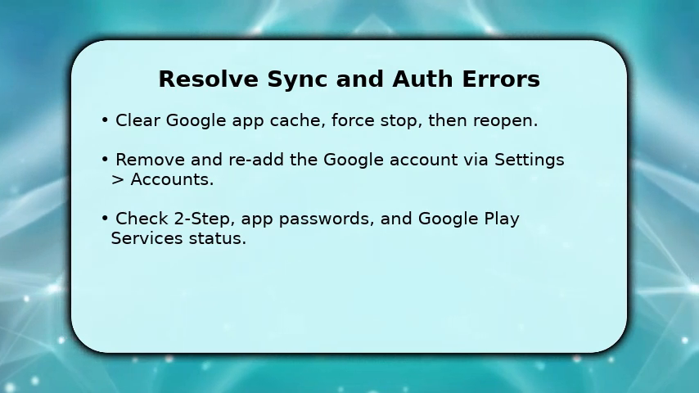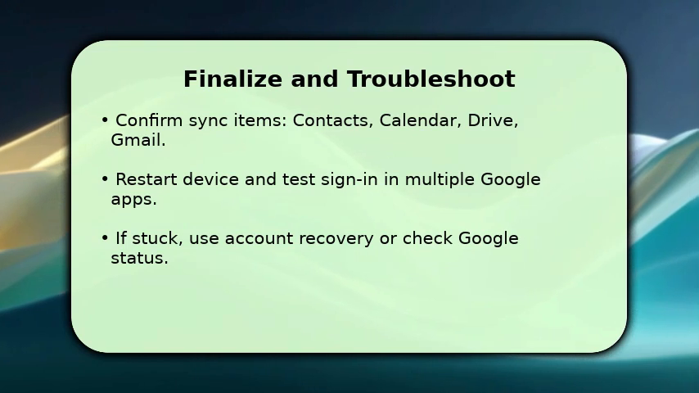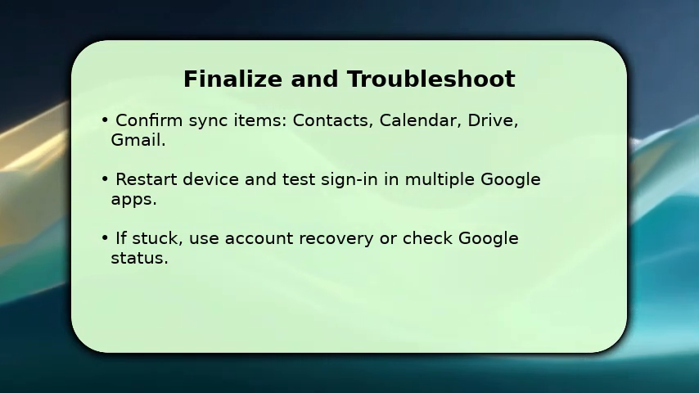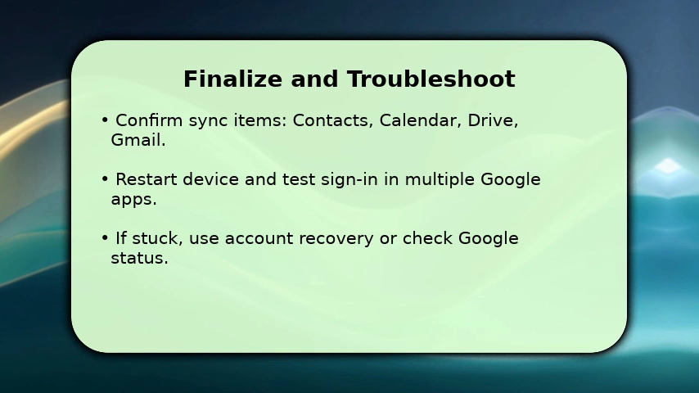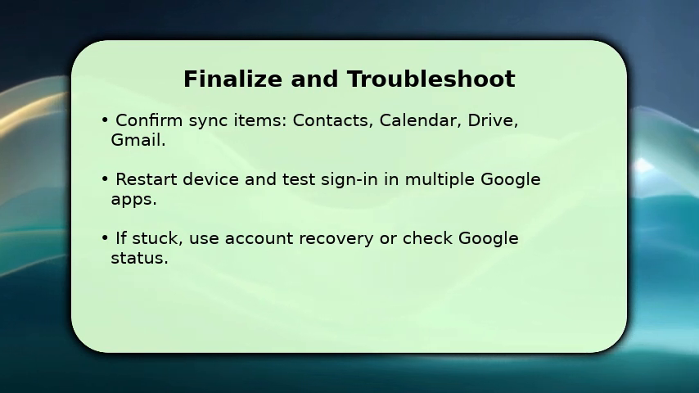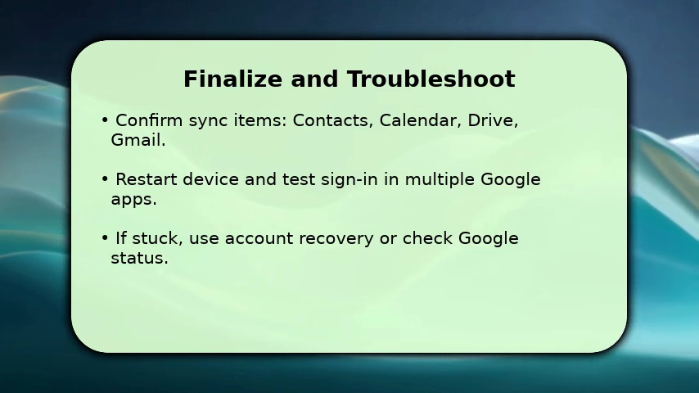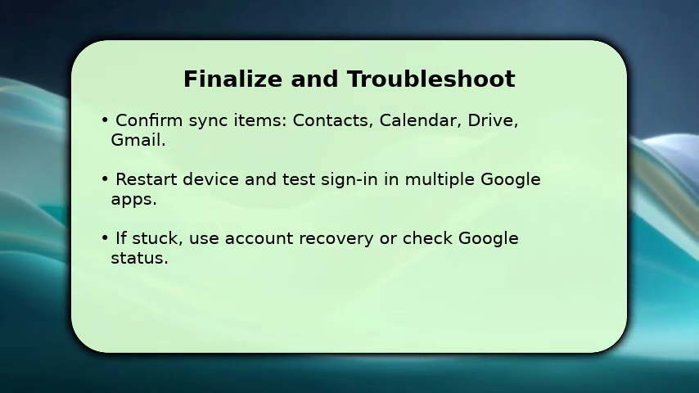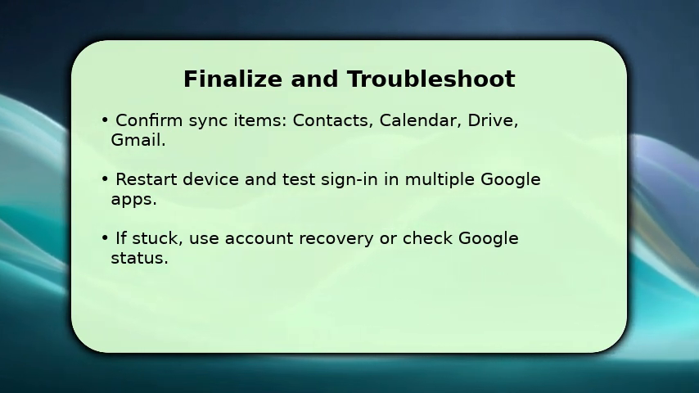To finish, verify that sync is enabled for Contacts, Calendar, Drive, and Gmail, then restart your phone to finalize token refresh. Once rebooted, open Gmail and Drive to confirm files and messages sync correctly. If you see errors, sign out and back into the specific app. If problems persist, run Google Account Recovery using Recovery Email or Phone. Make sure you can receive codes.